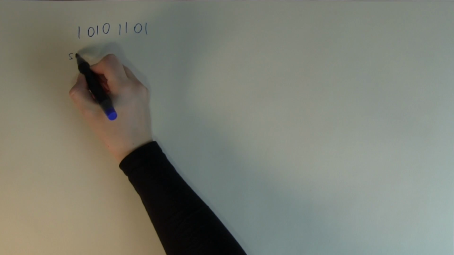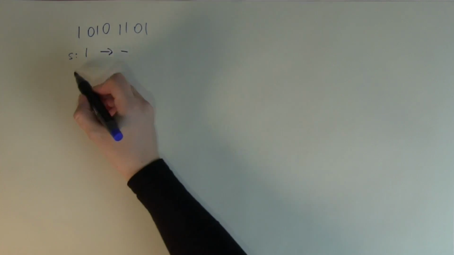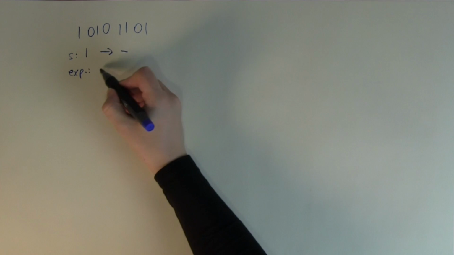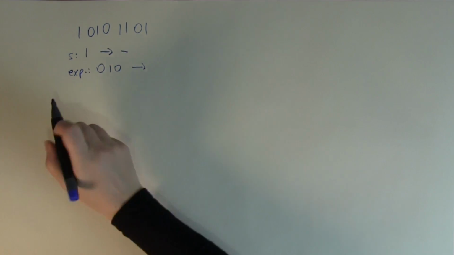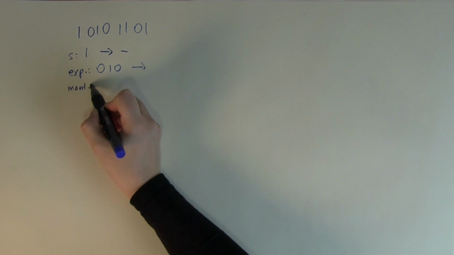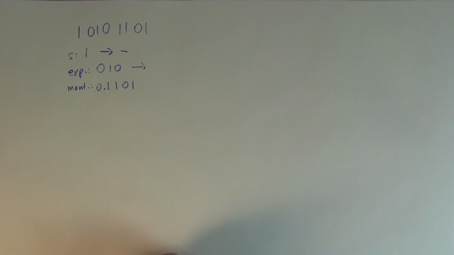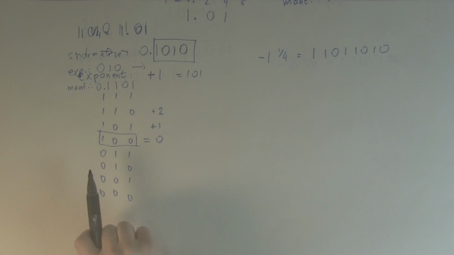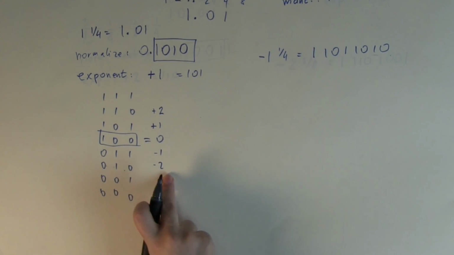So again, the sign bit is 1, which means that I have got a negative number. The exponent is 0, 1, 0, which we're going to have a look at in a minute, what that is in excess. And the normalized mantissa is 1, 1, 0, 1. Don't forget that there is a 0 and the radix point in front. So what is the exponent? The exponent 0, 1, 0 is negative 2.